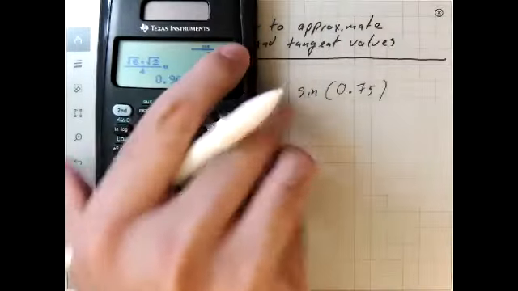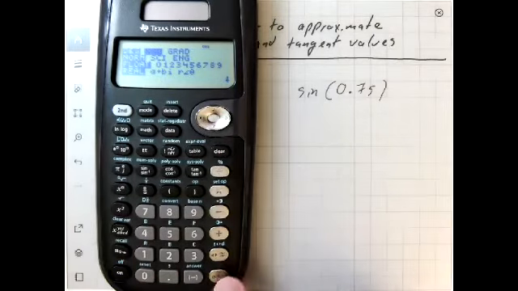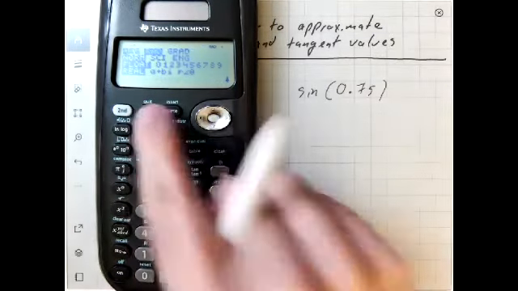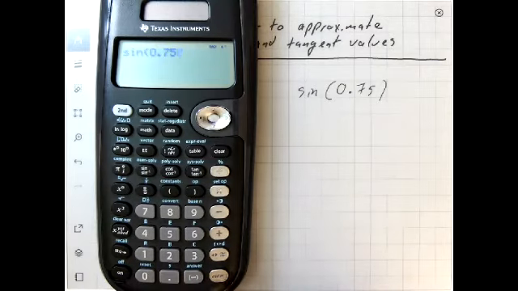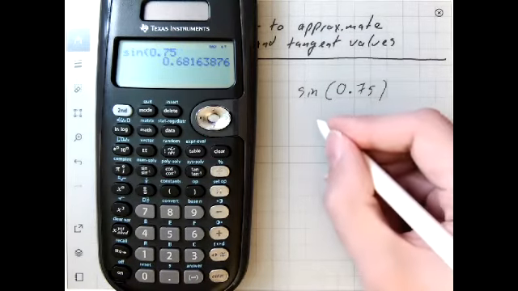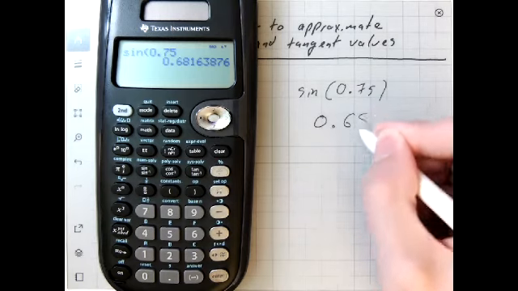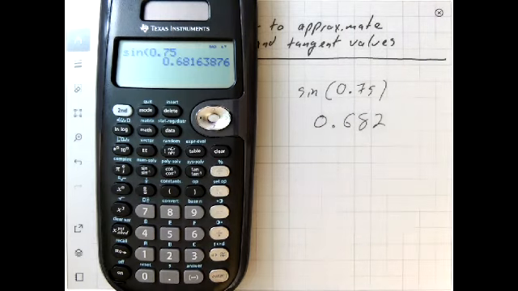Then, switching my calculator into radian mode, I can calculate the sine of 0.75 and get out 0.68. Now we'll round to the nearest thousandth again, 0.682.